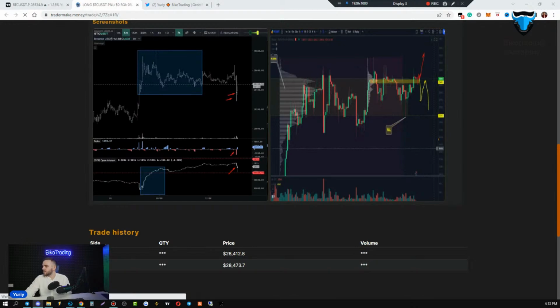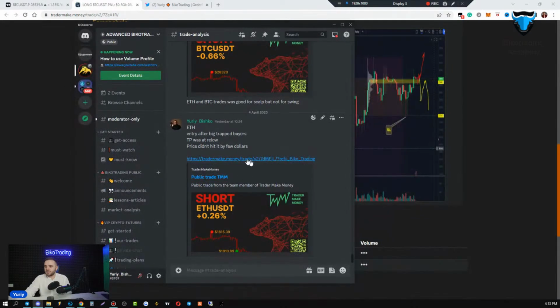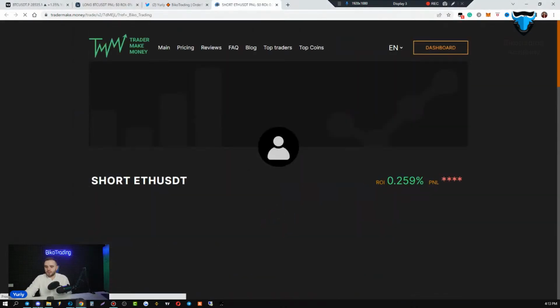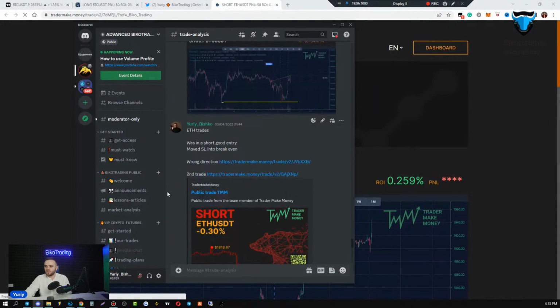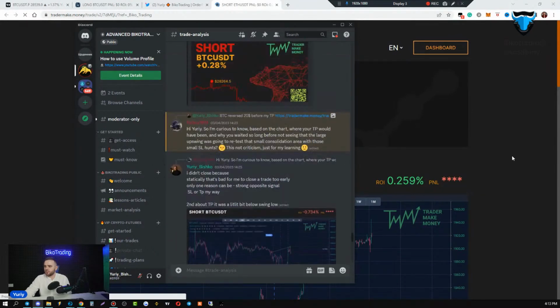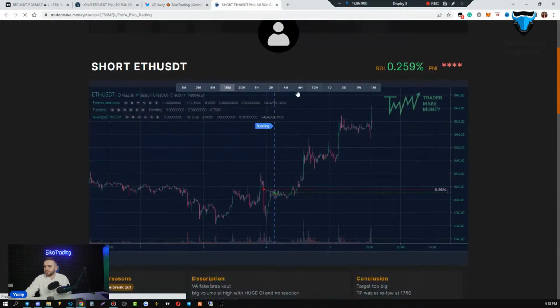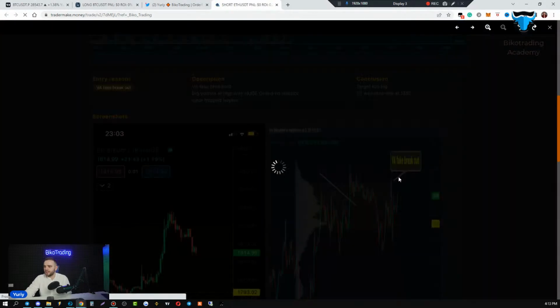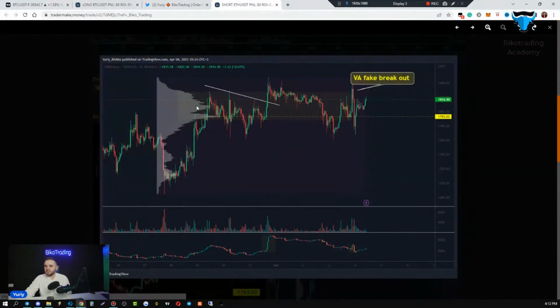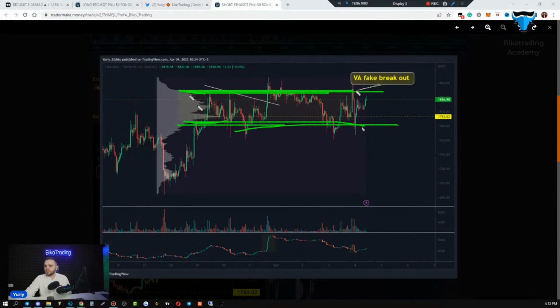Trade analysis. With our community members, I share my trades and I share reasons why I take trades. Good one, bad one. I just want to help people educate themselves. Have a look at this example of this range on Ethereum. Pay attention to how clear this value area was, how super clear.